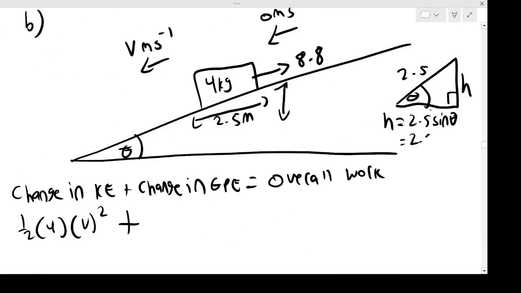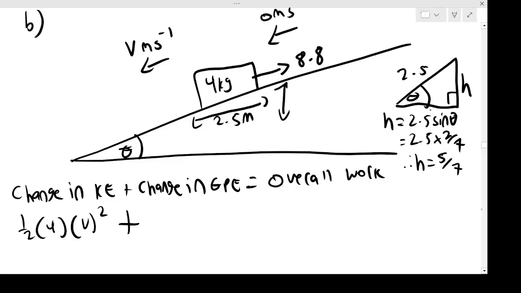So that means it's 2.5 times 2/7. So that leaves us h to be 5/7. And so there we are.